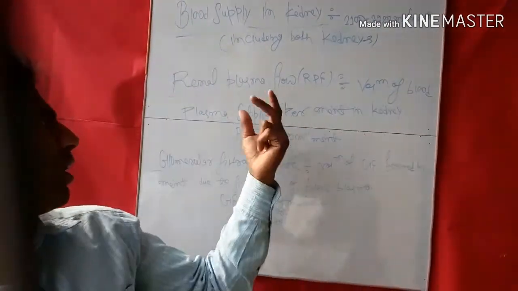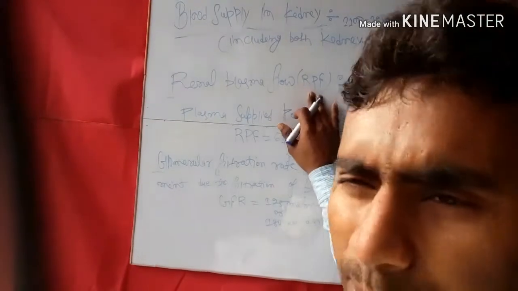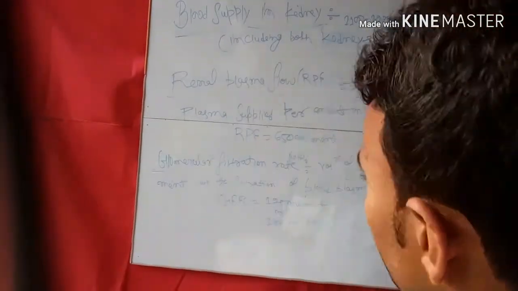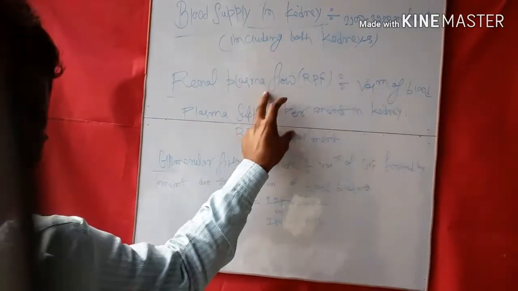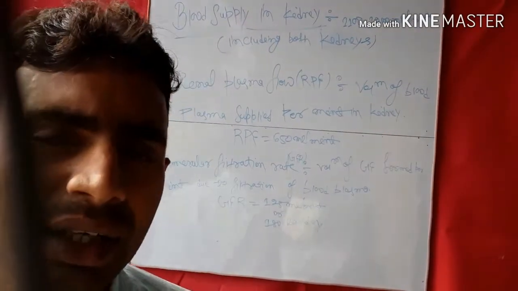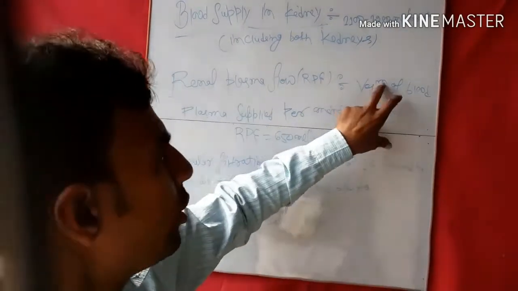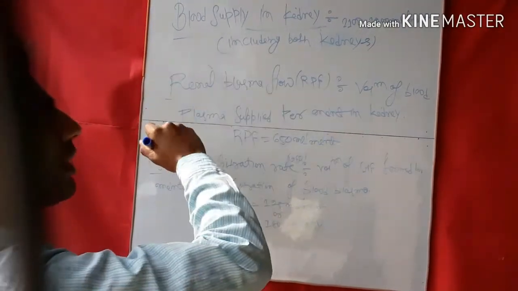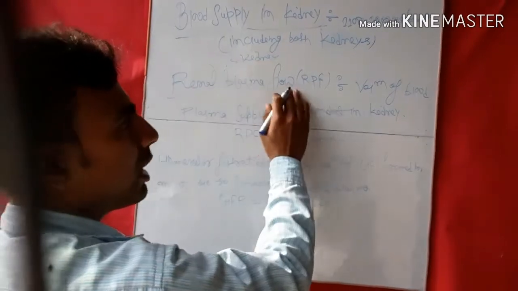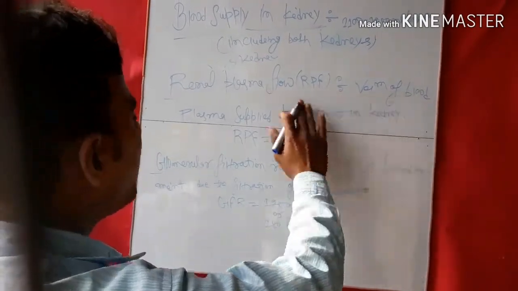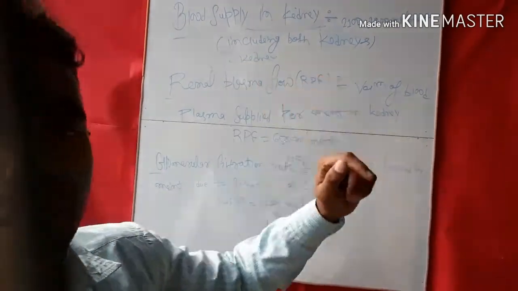Okay, second point: what is the renal plasma flow, denoted by RPF? So what is renal plasma flow? The volume of blood plasma supplied per minute in the kidney is called renal plasma flow. Renal means kidney.